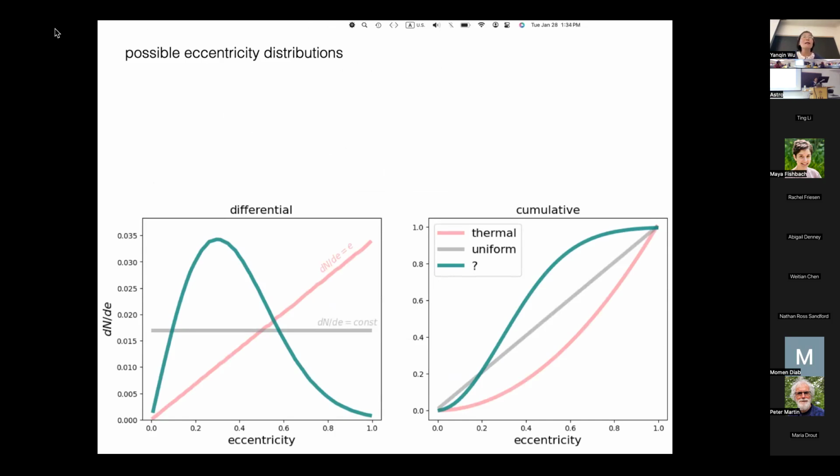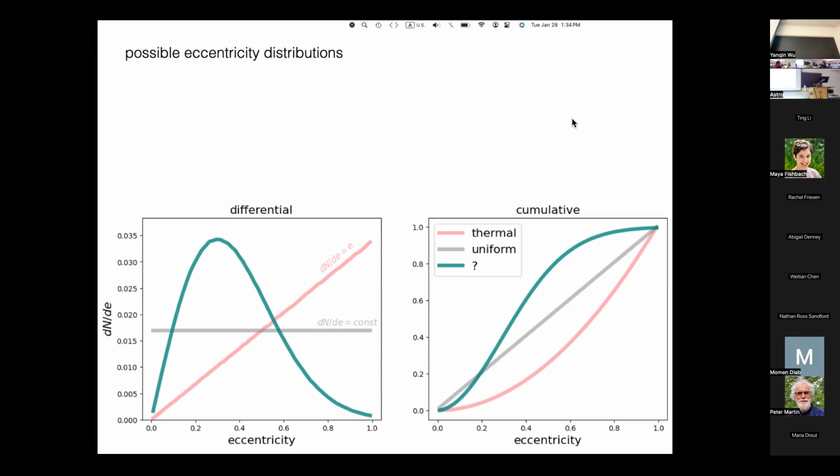Okay, so in this particular talk, I'm going to talk about binary stars. I'm going to talk about eccentricities of binaries in particular, and how the distribution of a bunch of binaries looks in eccentricity space. And in this slide, I'm motivating with three possible distributions of eccentricity.